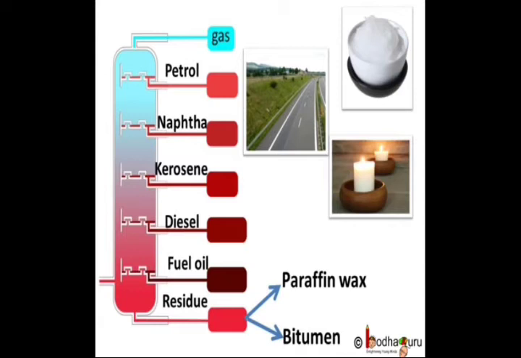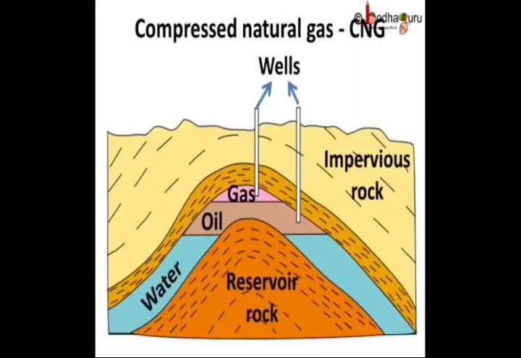Why is paraffin wax used? To prepare face cream, wax, etc. And bitumen is used for the construction of roads. For road tar work, we are using bitumen. These two are products of petroleum. So many useful products are obtained after fractional distillation of petrol. So petrol is a black gold.